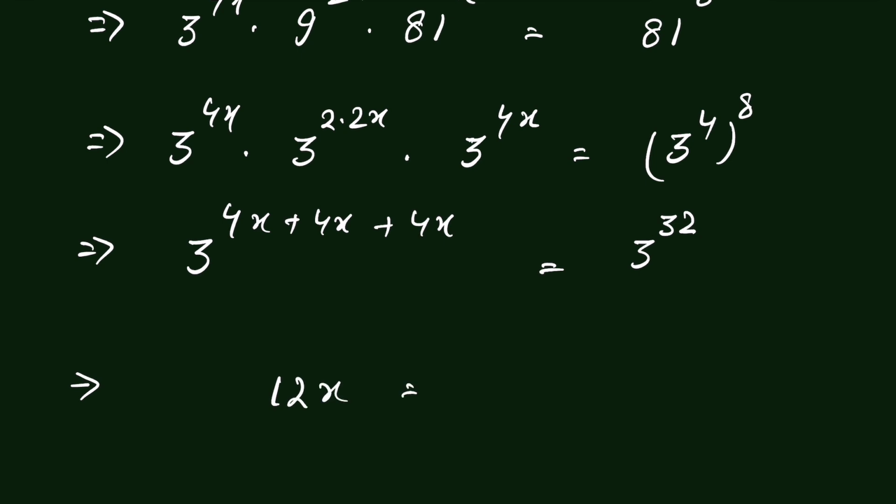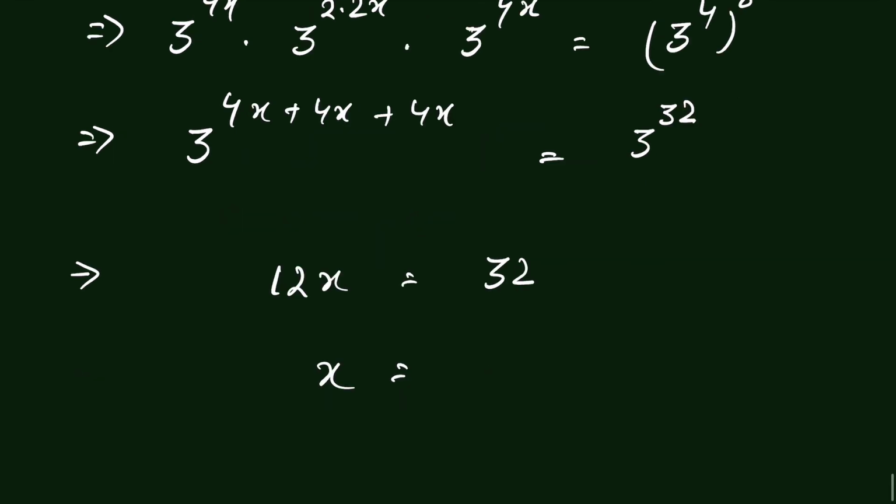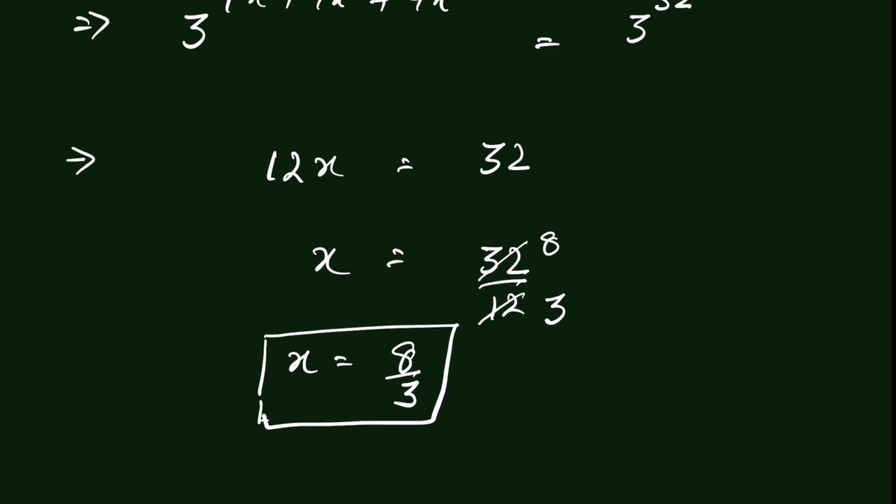Or 12x is equal to 32, or x is equal to 32 upon 12. Now divide both the numerator and denominator by 4. 4 times 8 is 32. 4 times 3 is 12. So x is 8 upon 3. Since with both the methods we are getting the same answer, so no need to verify.